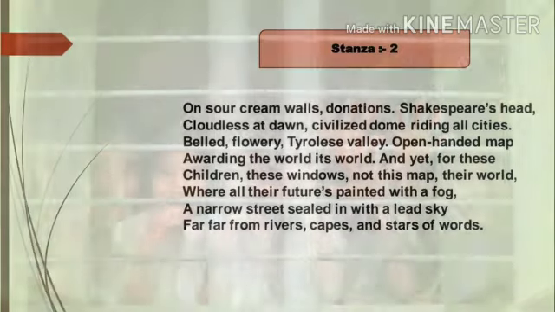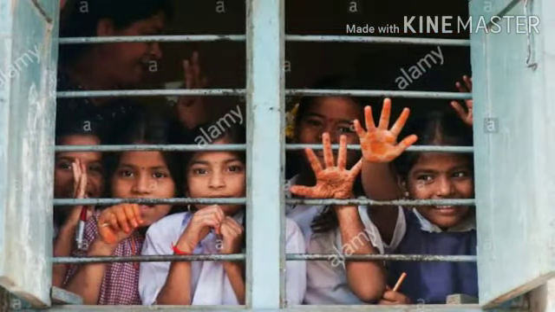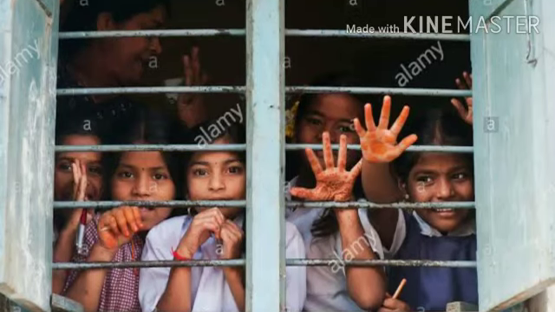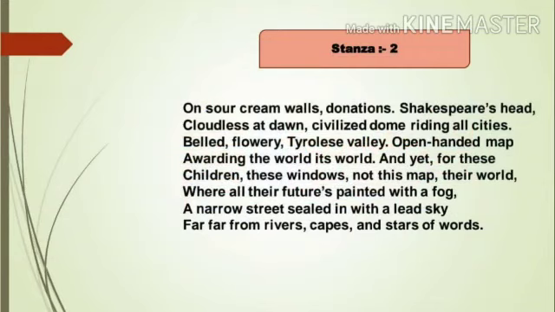Their own dirty and unpleasant surroundings, which they can see from the window of the classroom, form their own real world. They live in a world where the fog of uncertainty dominates their future. They are doomed to live in the narrow streets closed in by the bluish grey sky. Their world is far away from river, caves and stars.